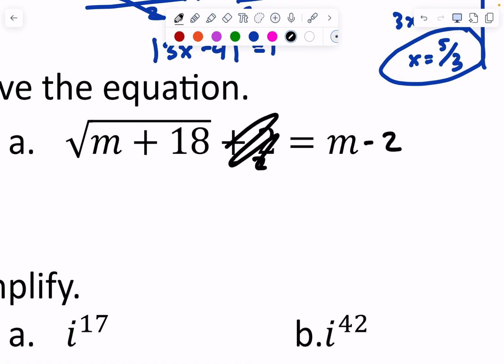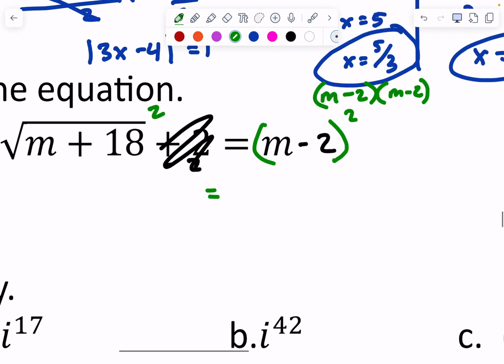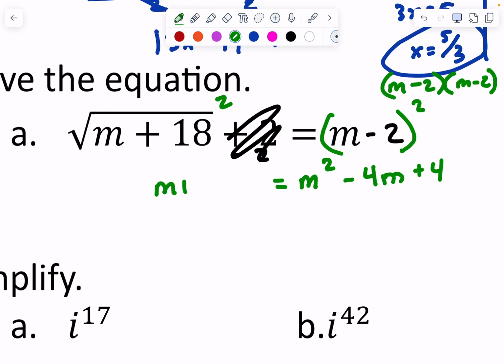So I've got the square root of m plus 18 equals m minus 2. Then what? I have to square it. If I square it, that means I have to square the right side, which means I have to take it times itself, which means I have to FOIL. m minus 2 times m minus 2 is m squared minus 4m plus 4, and off over here is m plus 18.